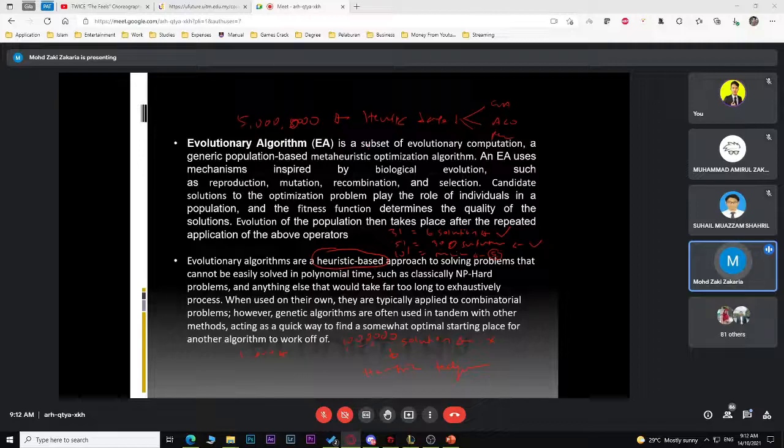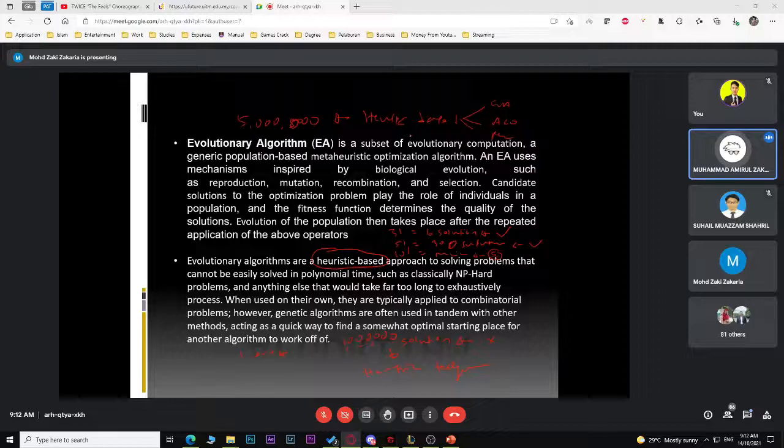Yeah, because for 5 million solutions, we cannot evaluate all the solutions. We need to consider the practical solution, how to solve this problem. So that's why we introduce the heuristic method or approach. And for the heuristic approach, this is under GA using the heuristic approach, also ACO, PSO, and so on.